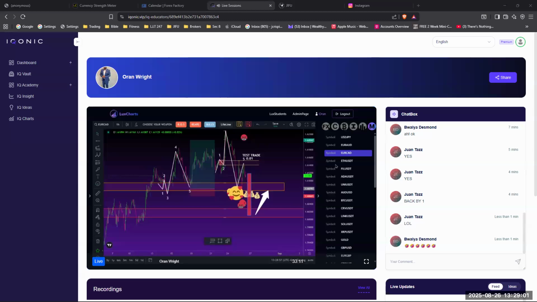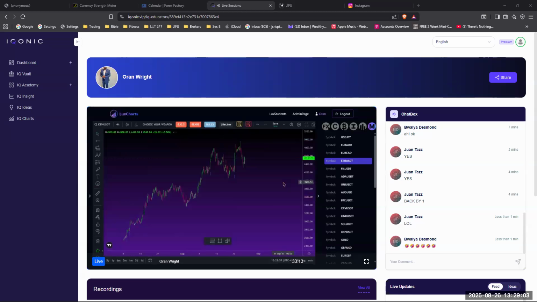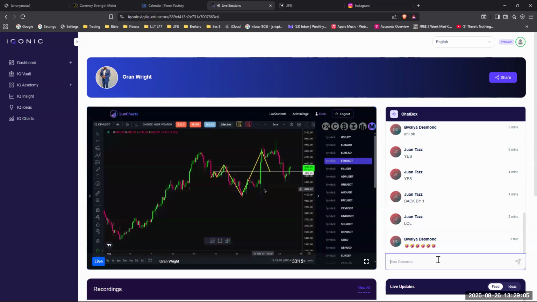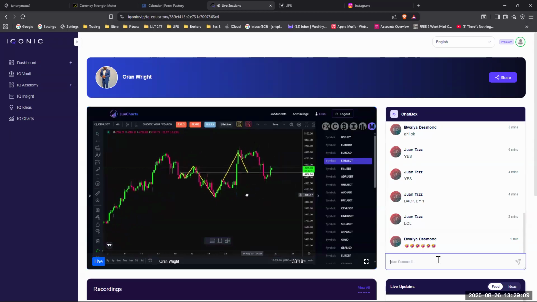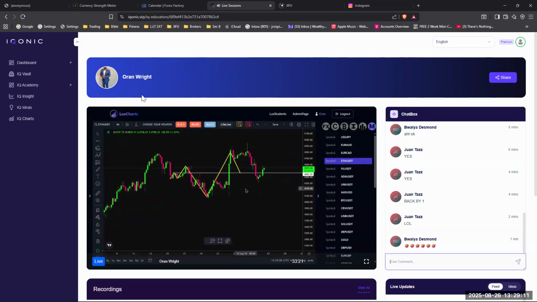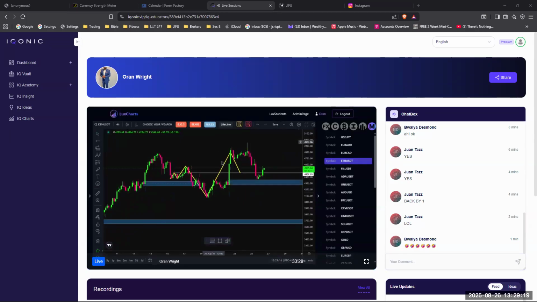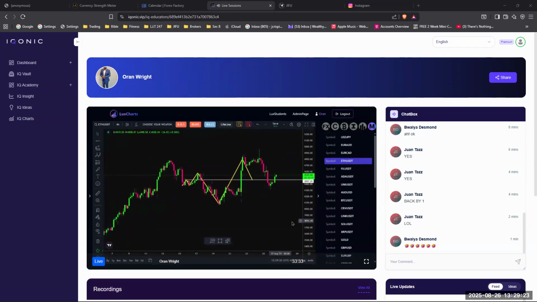Perfect. All right. Type inside the chat box, ladies and gentlemen, the pair that you are looking to trade today. Ooh. Ethereum, I hope you guys played this. That was beautiful. Good job, Lorenzo. Good job.